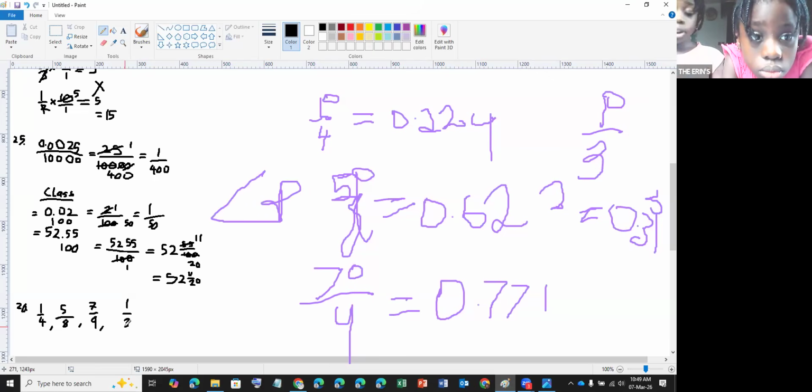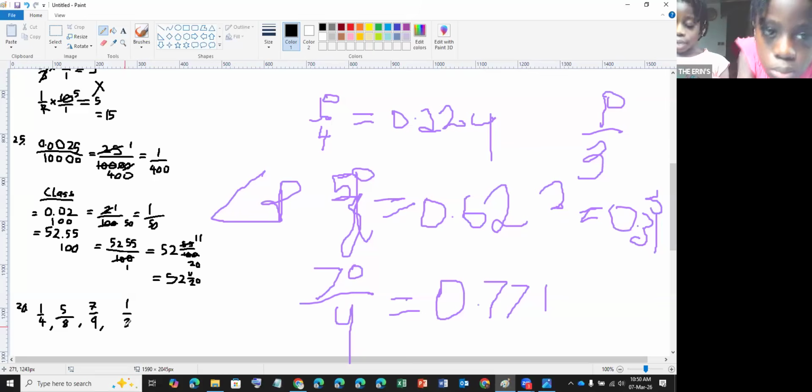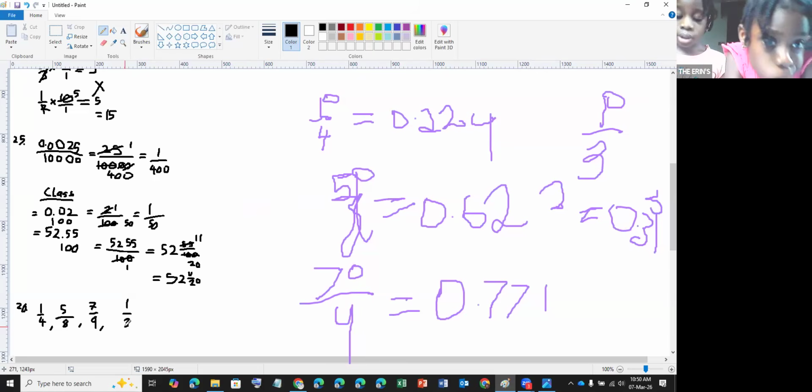The correction is we'll look for the LCM, that's 72. So 4 in 72, that's 18. 8 in 72, 45. 9 in 72, 56. But what I'm seeing is the numerator. So do 3 in 72, then we times it by the numerator, that's 1, that's 24. So we'll arrange it accordingly.